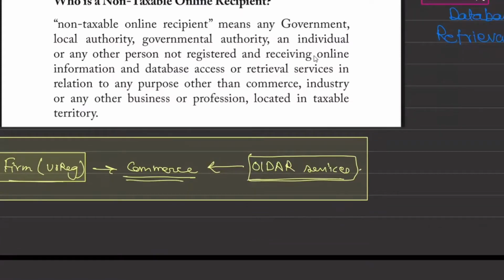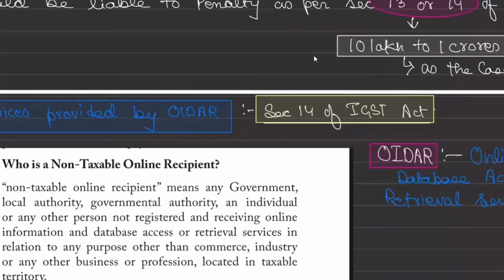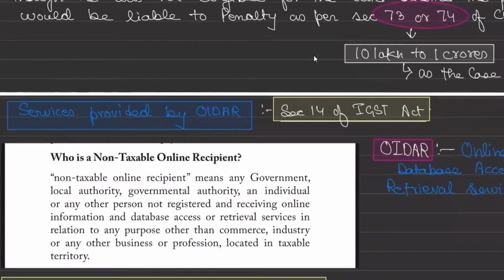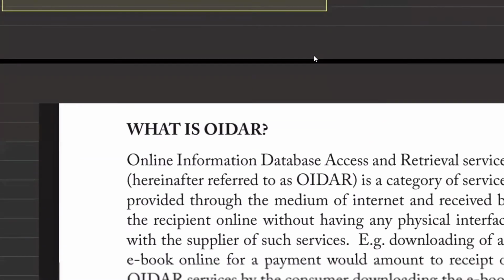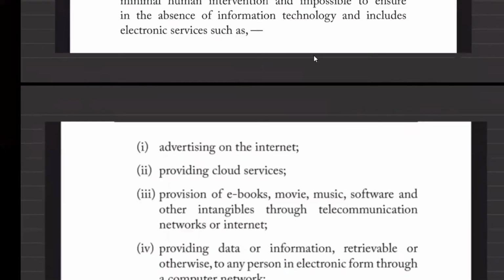Do you think that any OIDAR service provider who is in India providing services to an unregistered person, it is very definite that forward charge mechanism will apply. But what about those who are sitting in non-taxable territory? Then IGST comes into the picture and it has cleared everything. What is that? We'll go through it. Now the chart will be much more valuable.